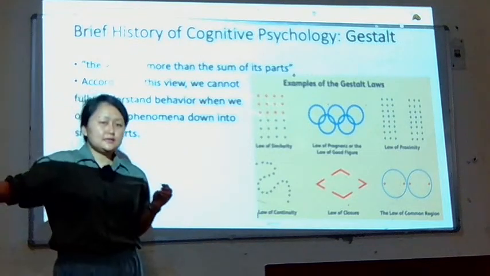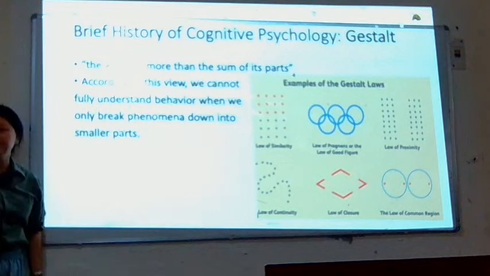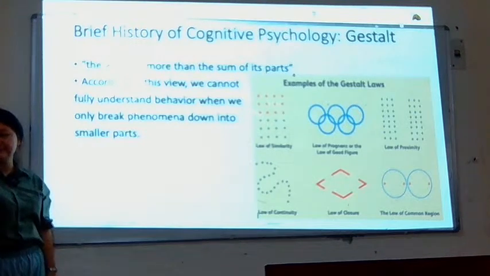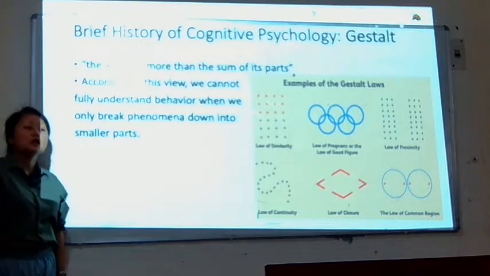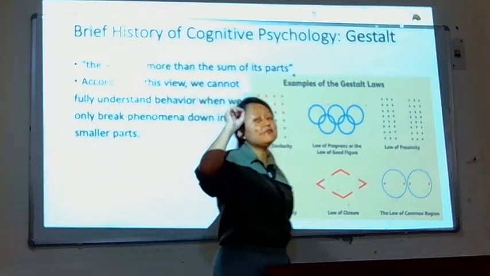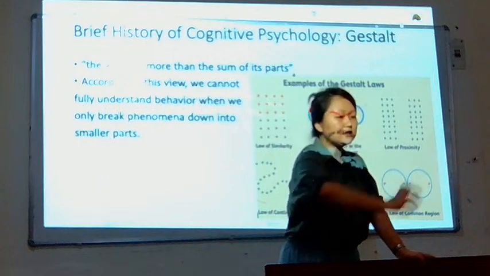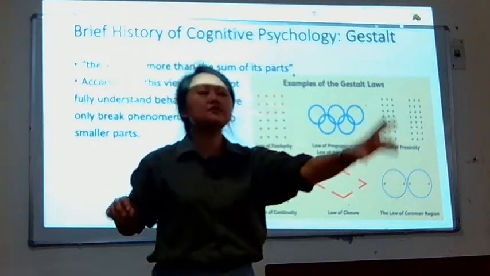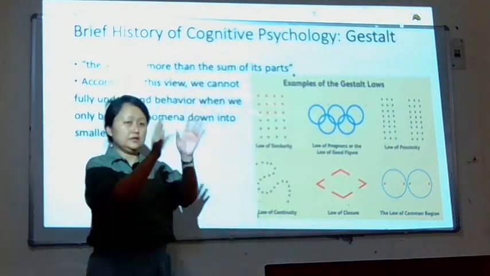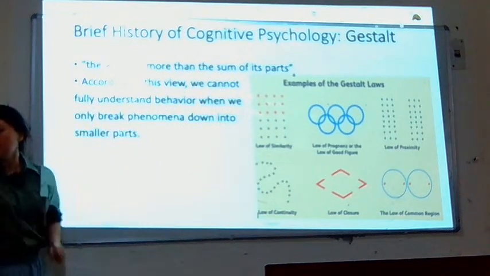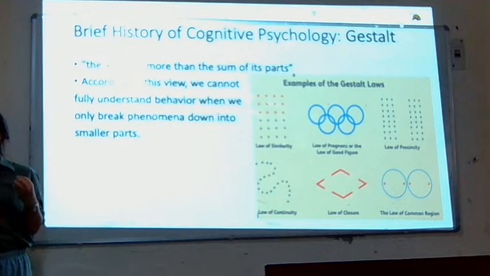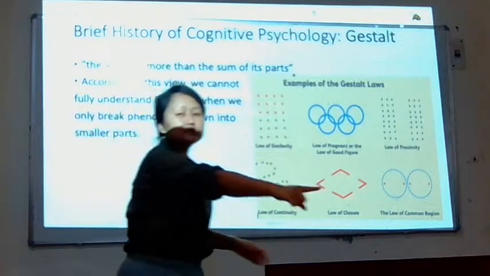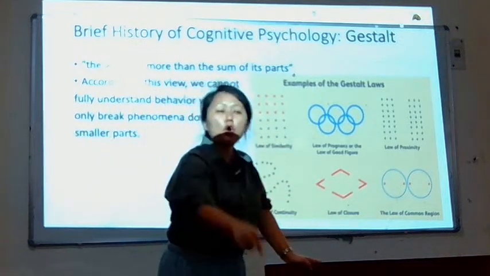All right. Let's read this again. According to the view, we cannot fully understand behavior when we only break phenomena down into smaller parts. Even if I want to understand a behavior, what's your name? Chavi. If I want to understand Chavi's behavior, I have to know the whole part also. We cannot really understand behavior when we only break phenomena down into smaller parts. So for me to understand Chavi's behavior, I have to know the whole of Chavi.